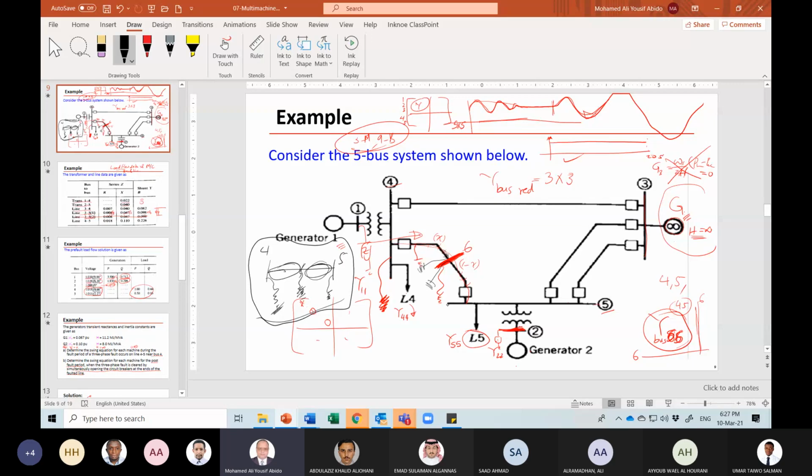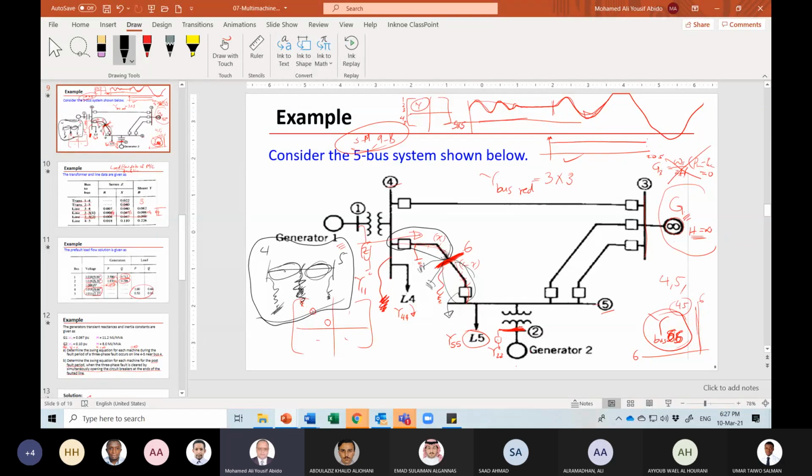So during the fault, when I form the Y bus matrix, I consider this part of the line here with this Y55, and I consider this part of the line with Y44. But this is a special case when we have a solid fault here.